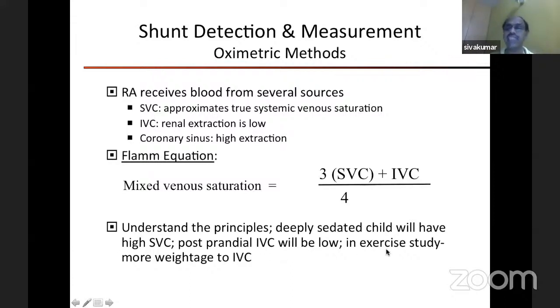If you are doing an exercise study in the cath lab with bicycle ergometry, the leg saturation will be low, and so more weightage has to be given to the inferior vena cava. So even this Flamm equation, you need to understand based on the relative absorption of oxygen in different parts of the body.